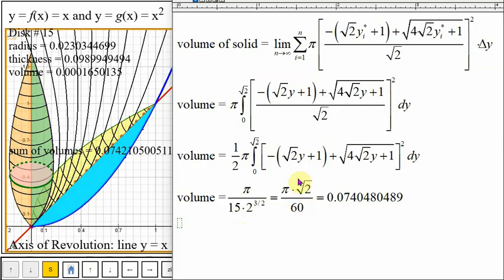And so this is the exact volume for this solid of revolution, which is the volume of the original solid. And then recall that this approximate answer here is when I divided the original solid into 15 slices, and we got an answer of 0.07421. We can see that it's very, very close to the answer when we divide the solid into an infinite number of slices. And that's the end of the video.